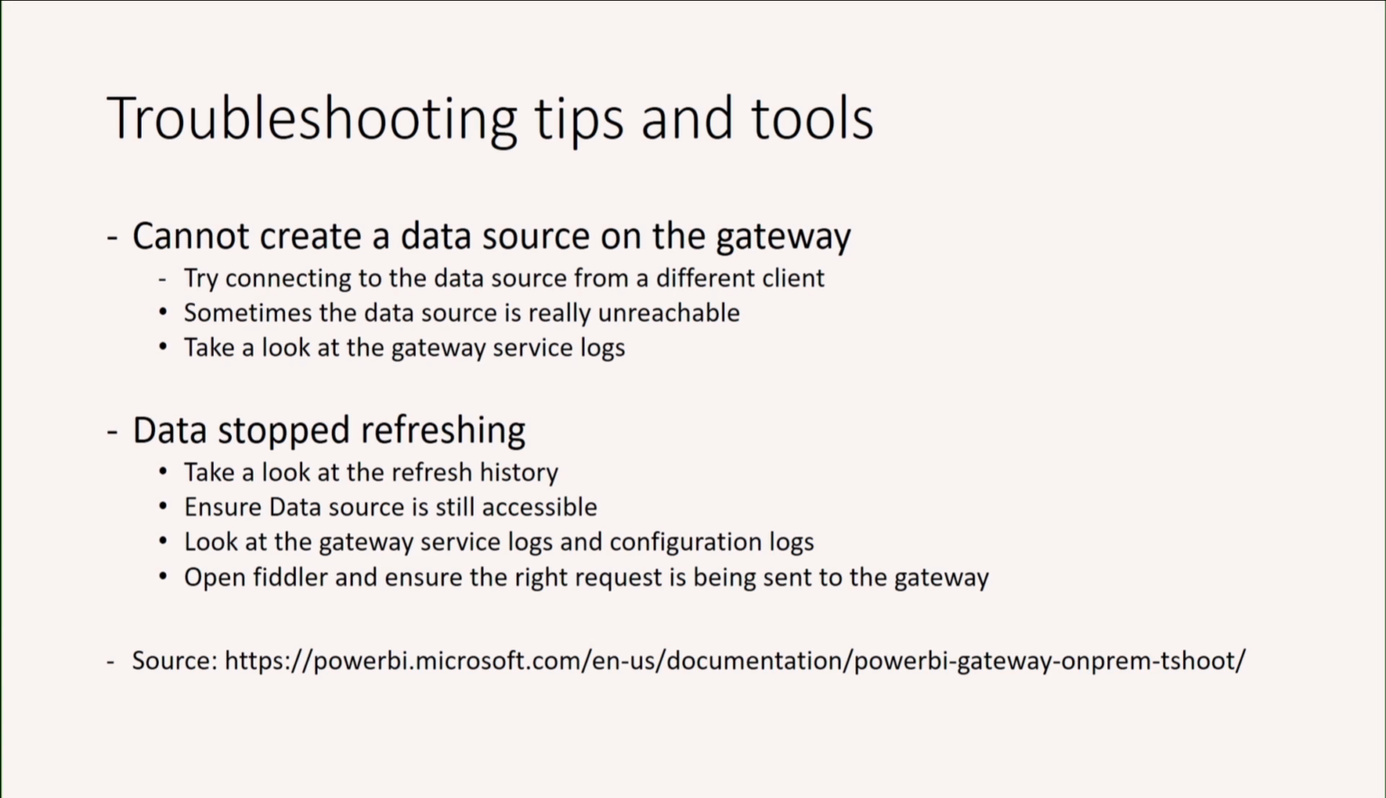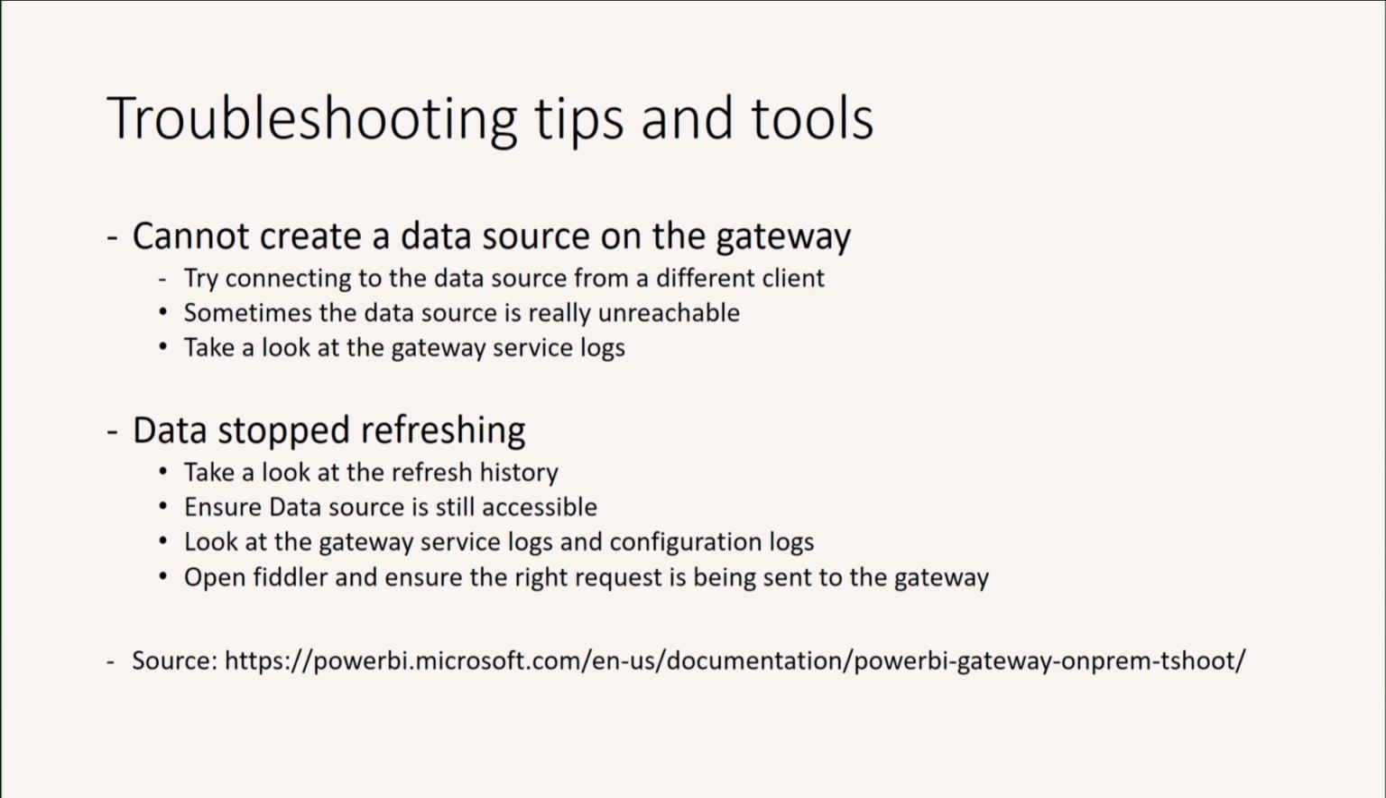We've had a lot of instances where users were looking at a generic error on the service, but once they looked in the logs, they could see exactly which table they were trying to access and which database was unreachable. The other point is if the data stopped refreshing. We provide a refresh history in the scheduled refresh pane, so you can take a look at that and see what happened.